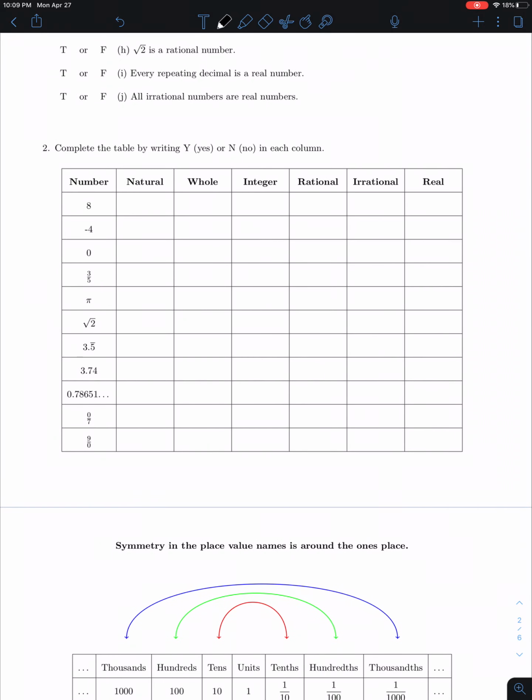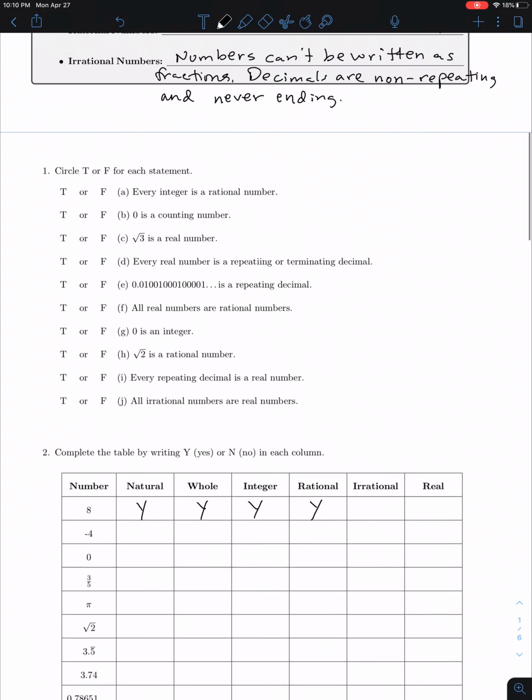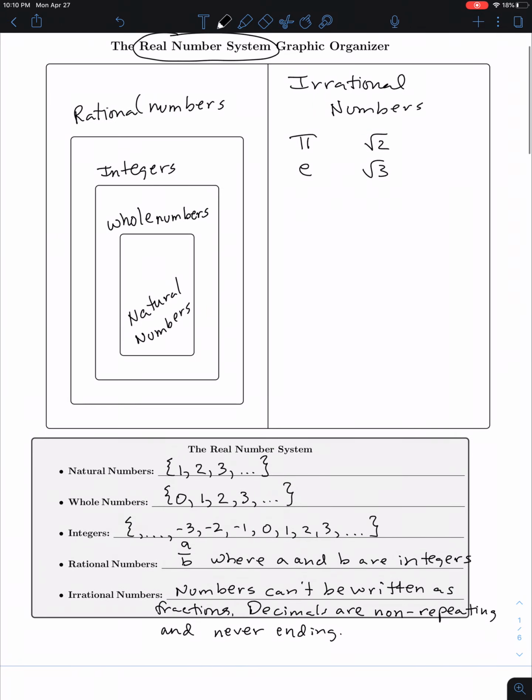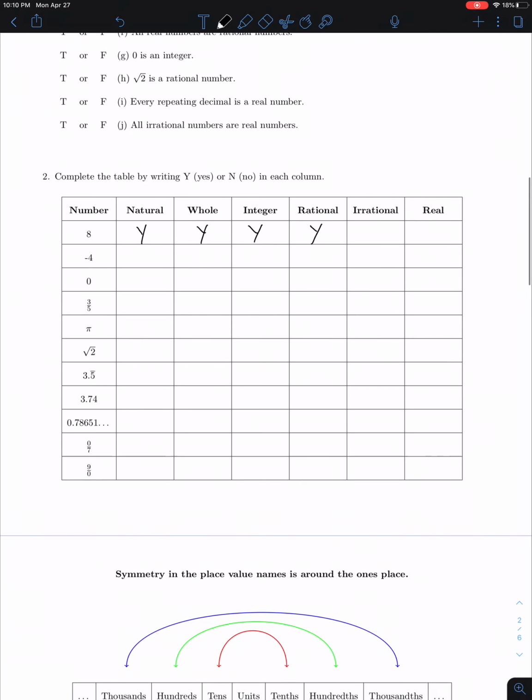So for example, if I look at 8, 8's definitely a natural number because it's a counting number, which means it's a whole number, it's an integer, it's a rational number. Now it can't be irrational because remember it's on the left-hand side of our chart, so only these weird numbers are going to be irrational. So in this case, this would be a no, and then pretty much all the numbers we're going to deal with are going to be real numbers, except for the last one.